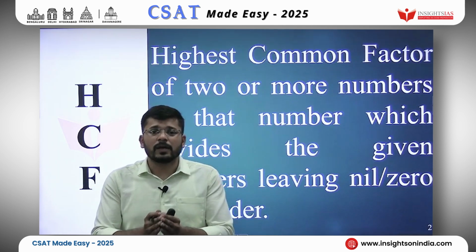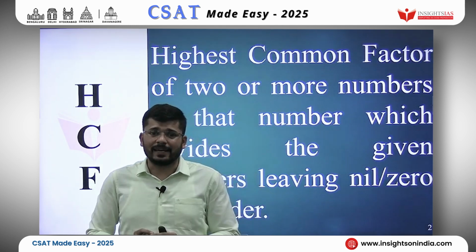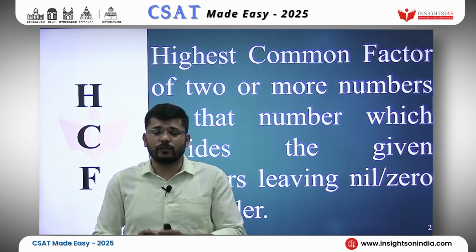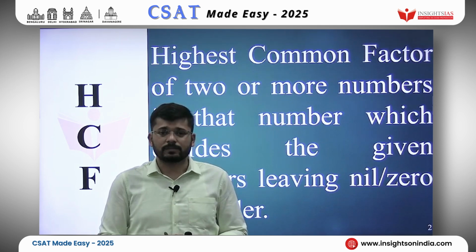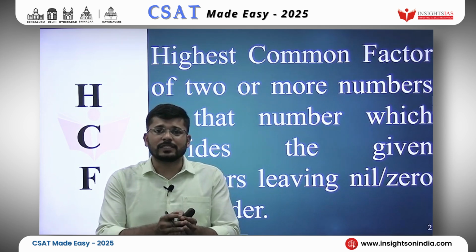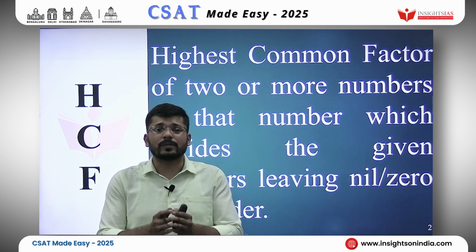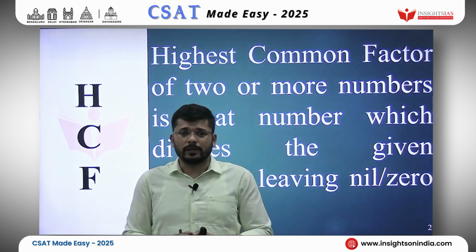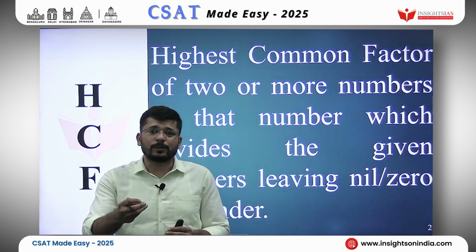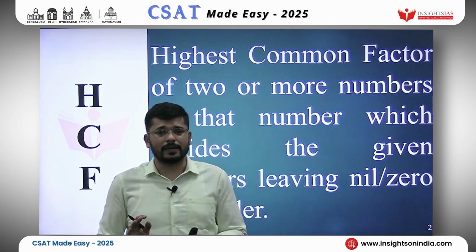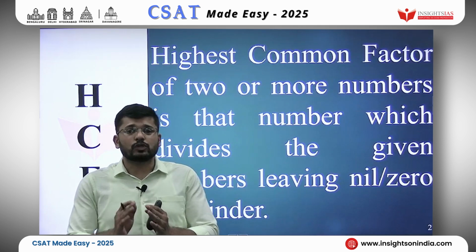For example, the HCF of 6 and 9 would be 3. The HCF of 40 and 50 would be 10. Similarly, the HCF of 81 and 90 would be 9. This way, the HCF is the biggest number that will divide the given numbers without leaving any remainder. Okay, we understood what HCF is.